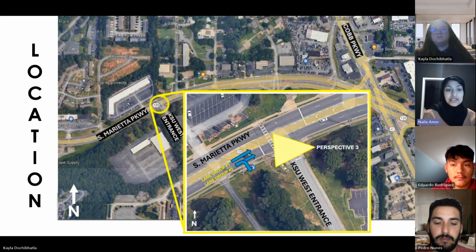So again, our intersection is South Marietta Parkway at KSU West entrance. It's west of its intersection with Cobb Parkway, and we have a little zoom in to show exactly the lane geometry that we were working with. We have two lane groups. Lane group 1 was a through only lane, and lane group 2 was a through and right turn lane.